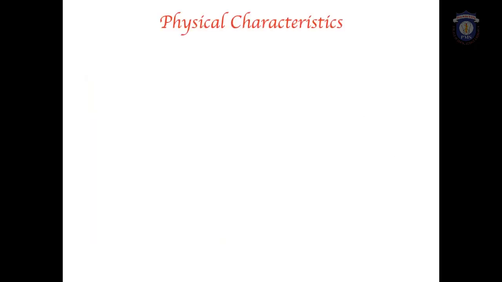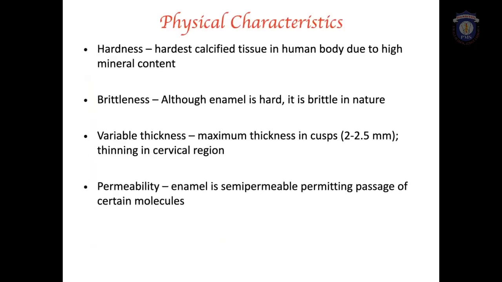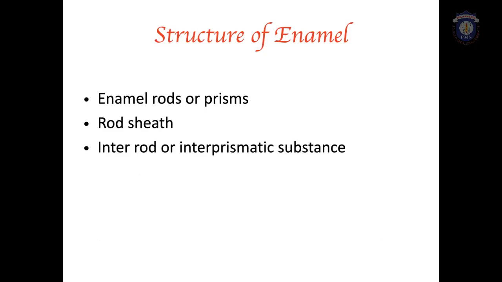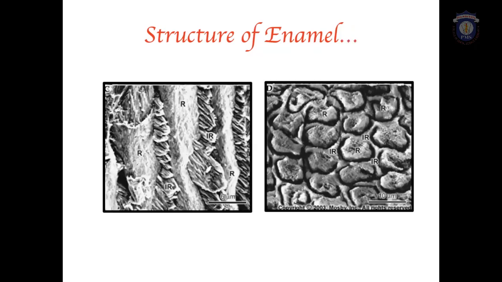Let's quickly go to the topic of discussion, that is the microscopic structure of enamel. Now, if you look under a microscope, there are three important structures which you can see. One is enamel rods, the other one is the rod sheath, and the third one is the inter-rod substance or interprismatic substance. Let's go to each. What are enamel rods, otherwise called enamel prisms?